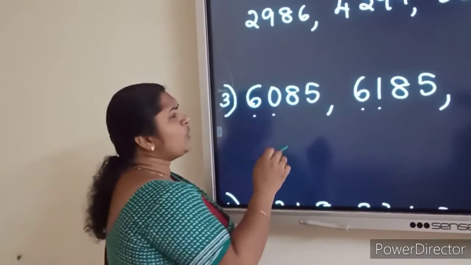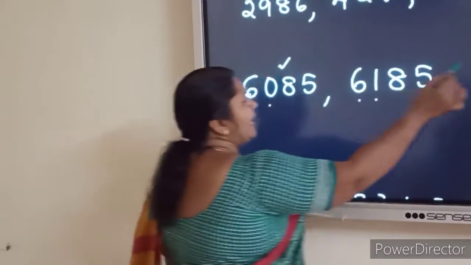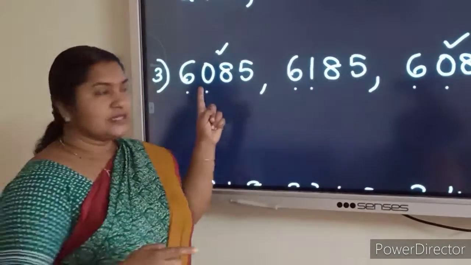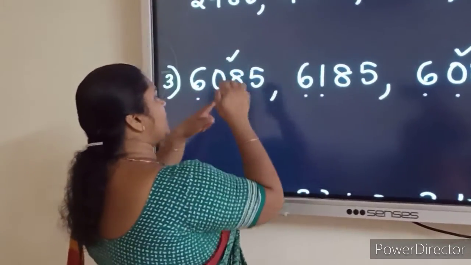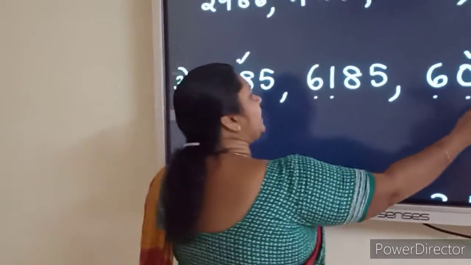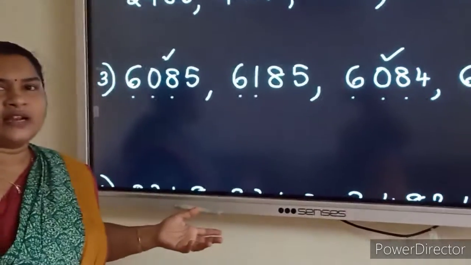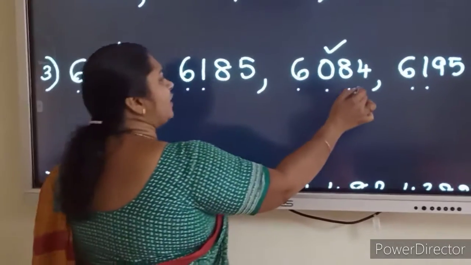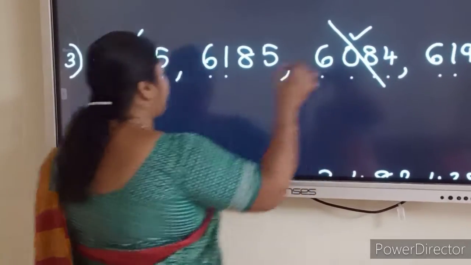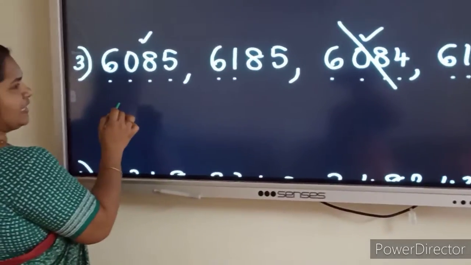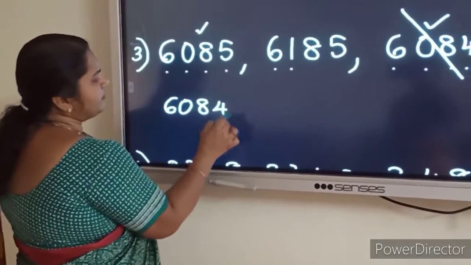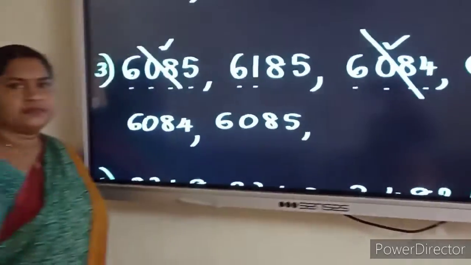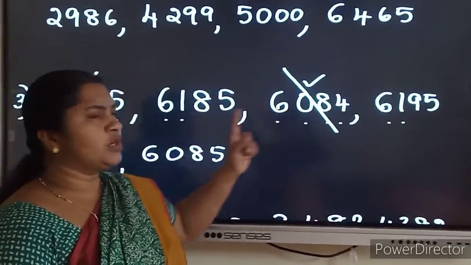So we have to compare this and this first, since we have the second digit 0. So only these two numbers, the third digit also we should check. Here we have 8, here we have 8. Oh, again they have the same digit. So we have to move to the next digit, that is 5 and 4. So the number having 4 as the last digit will be the first one, and the second one will be 6085.